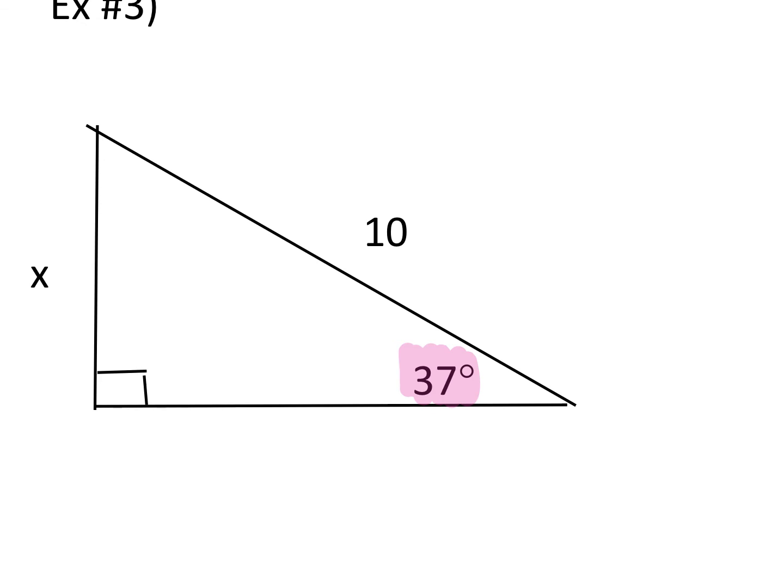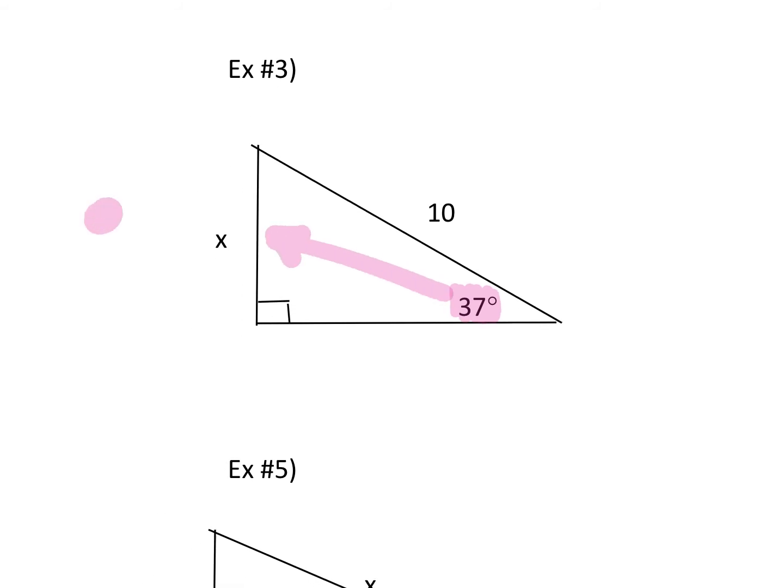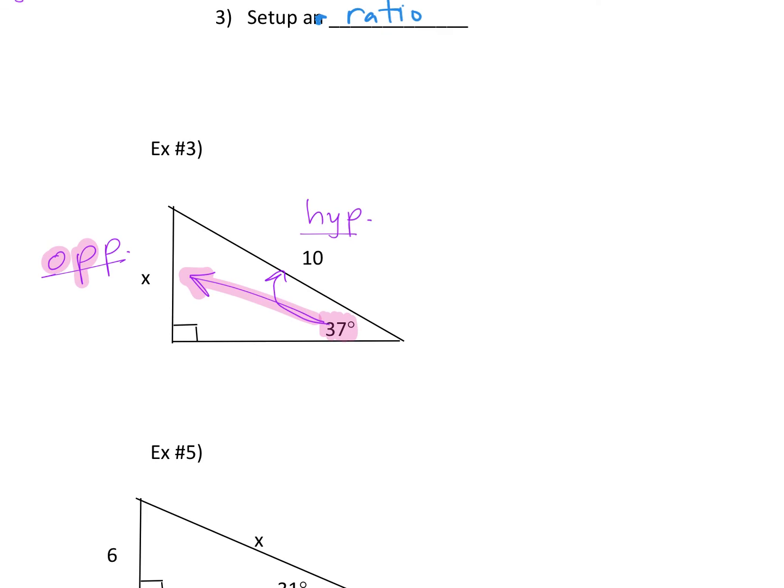So from the 37, here's my starting point. Then figure out which trig function we're going to use. What 2 sides do we have? Opposite is the x, right? It's across from our angle. And this is our hypotenuse. Which trig function uses opposite and hypotenuse? Sine. So we're going to say the sine of what? 37. The angle always comes after the trig function. Sine 37 equals x over 10, opposite over hypotenuse.